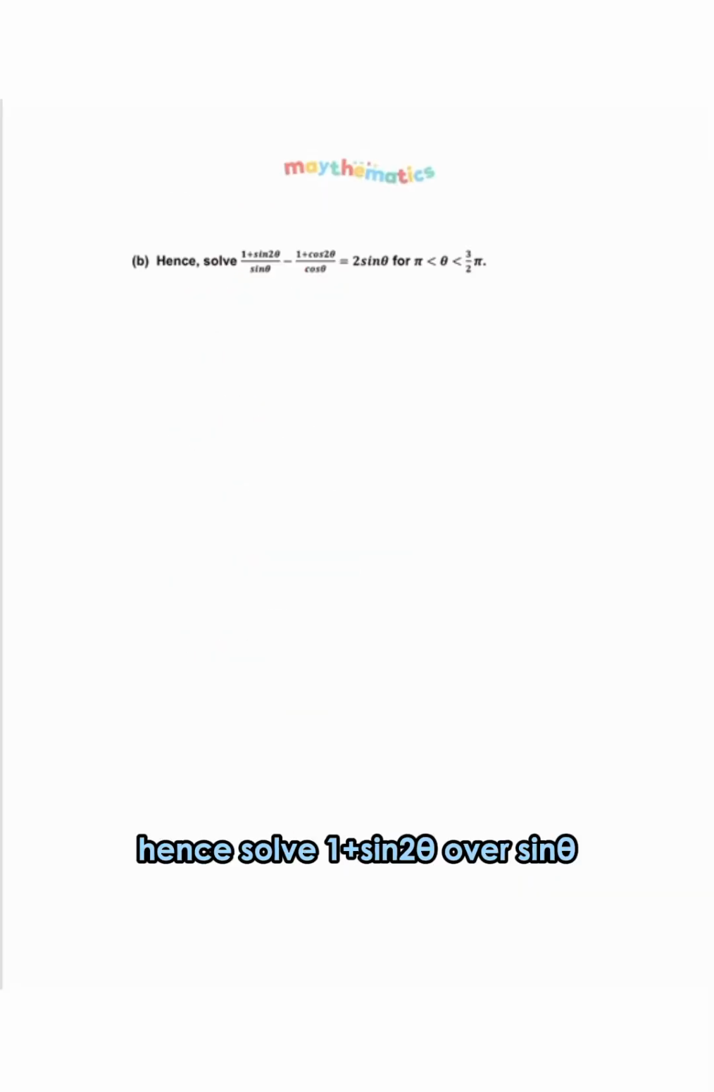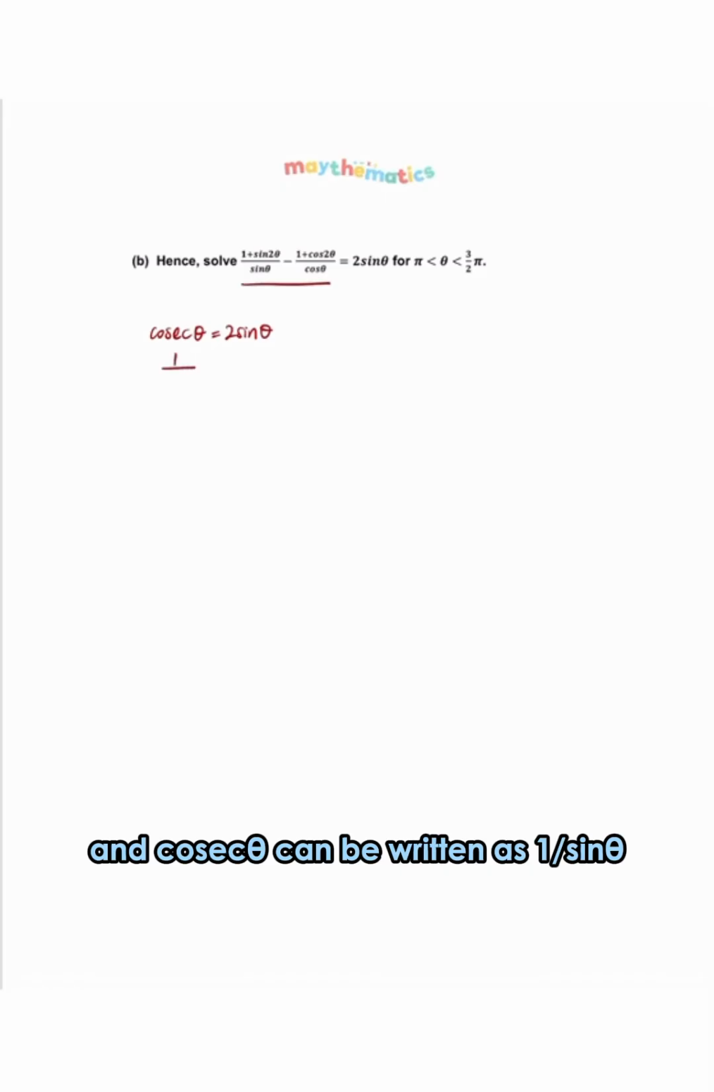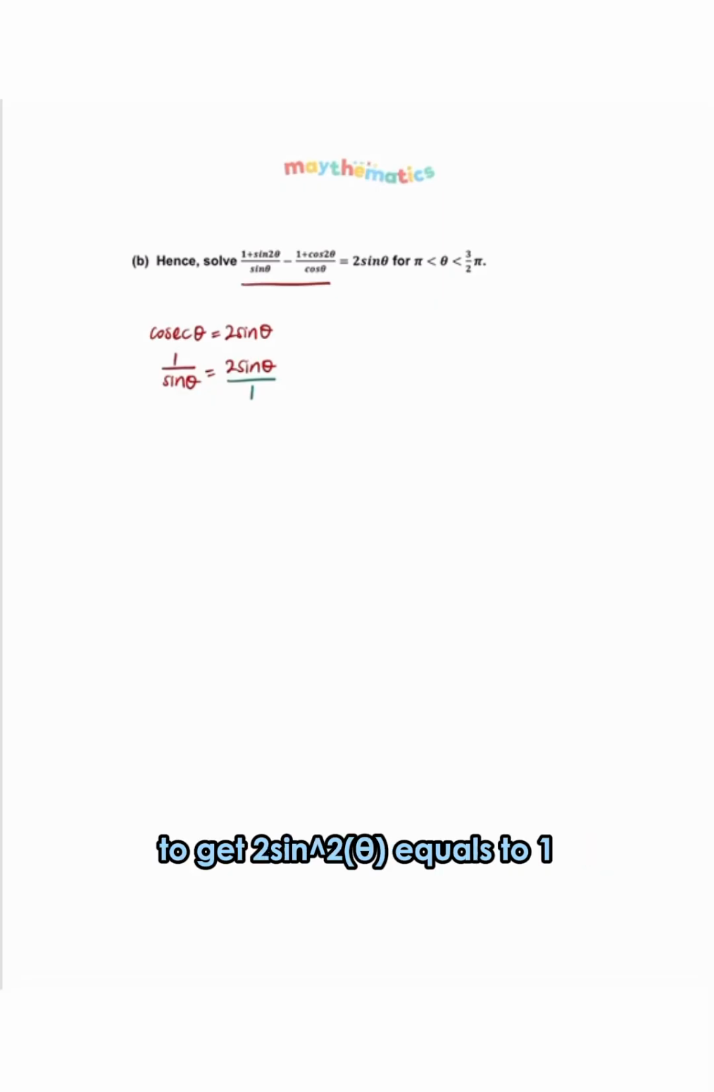For part B, hence solve (1 plus sine 2 theta) over sine theta minus (1 plus cosine 2 theta) over cosine theta equals 2 sine theta, for theta between pi and 3 over 2 pi. So from part A, we have already proven that this expression here is cosecant theta. So we have cosecant theta equals 2 sine theta. And cosecant theta can be written as 1 over sine theta equals 2 sine theta. Okay, 2 sine theta is the same as 2 sine theta over 1, which means we can cross multiply to get 2 sine square theta equals 1.